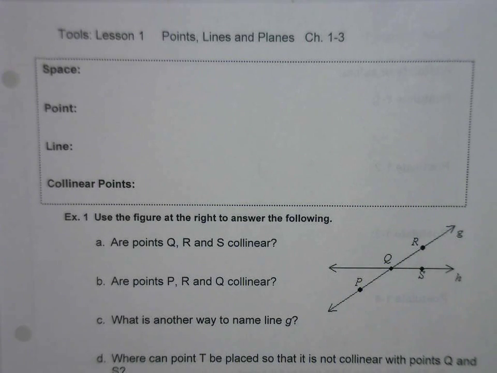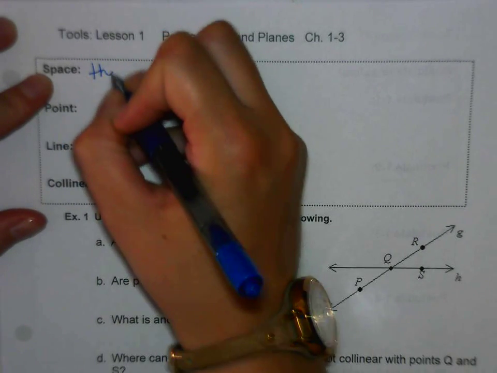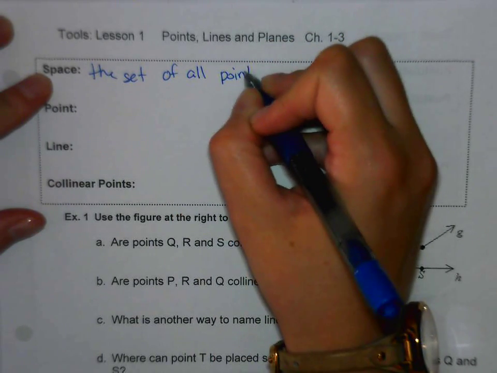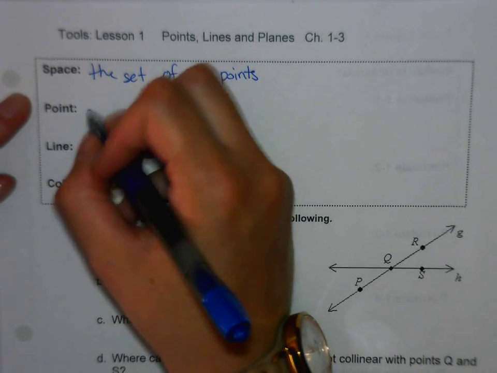Today we're going to be exploring points, lines, and planes. First, let's look at some definitions. We're going to be looking at space. Space is the set of all points. A point is a location.